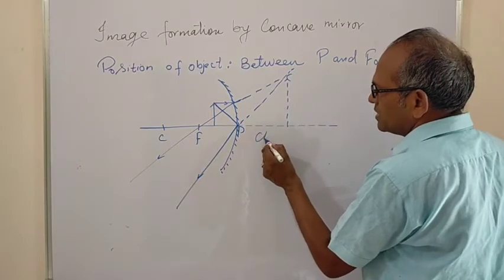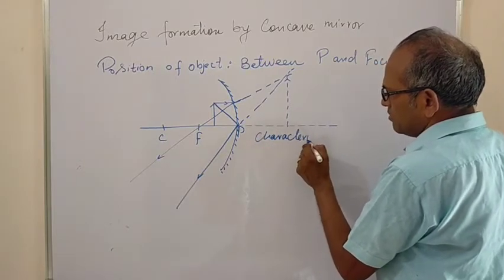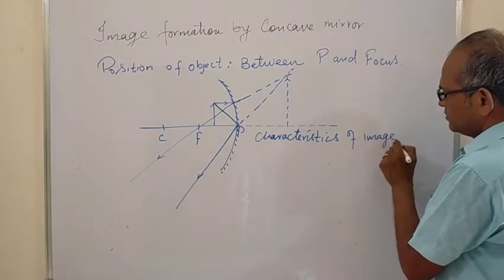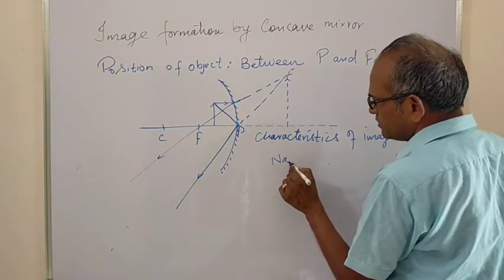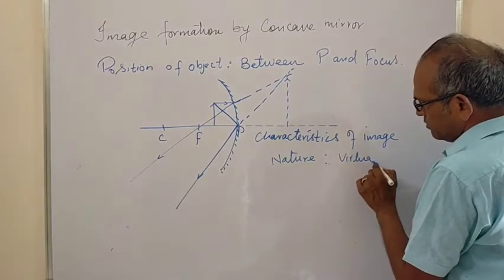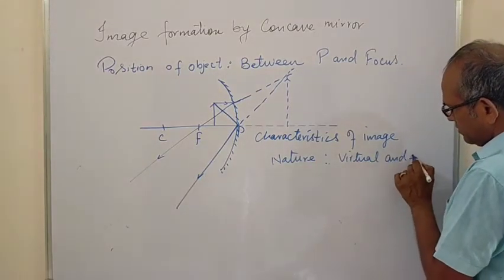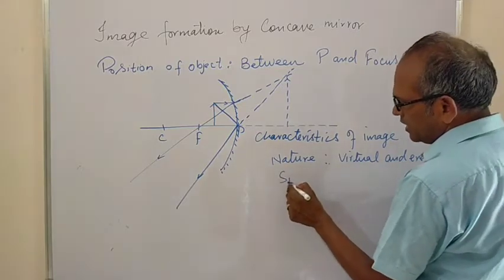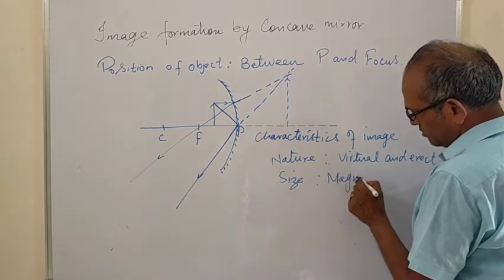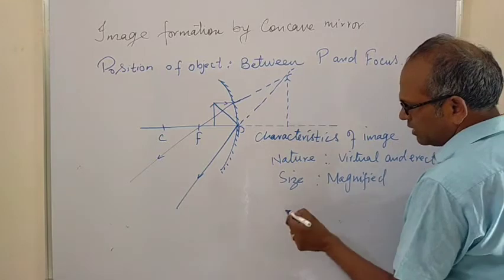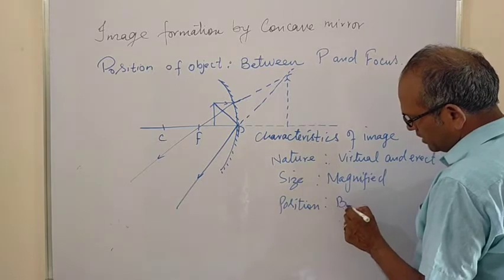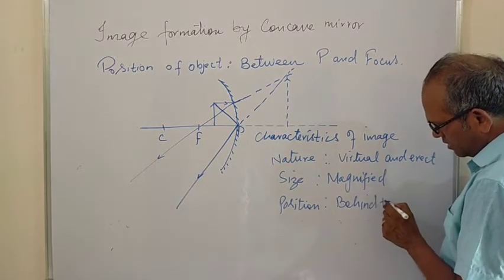So characteristics of image is what? Nature. What is the nature of the image? Virtual and erect. Size. What is the size? Size magnified. And position. What is the position of the image? Behind the mirror.